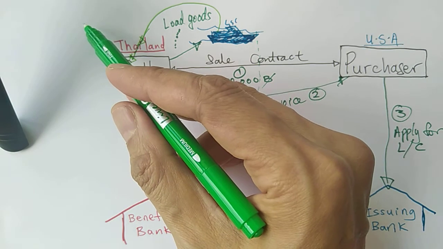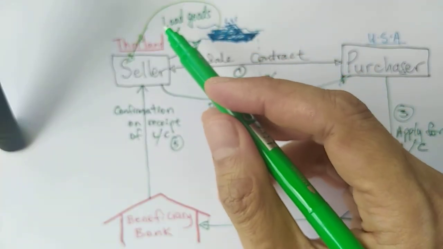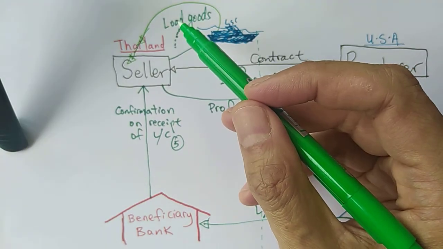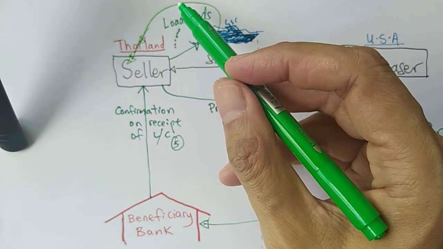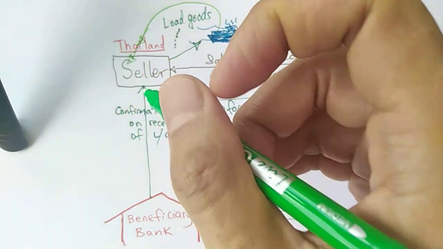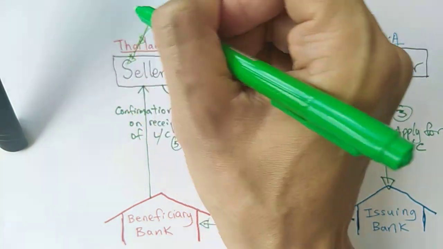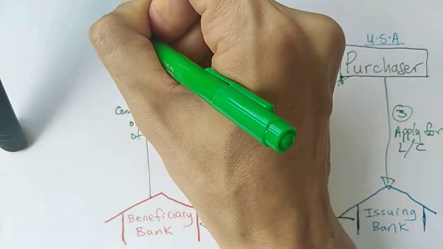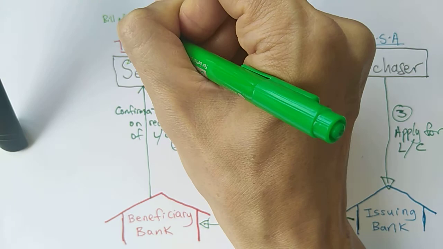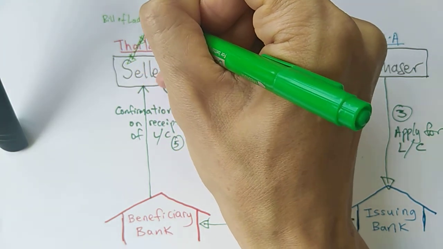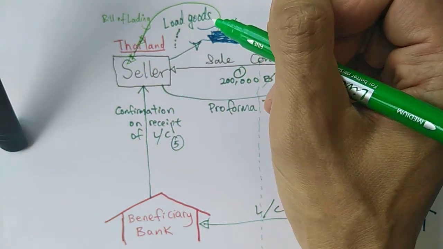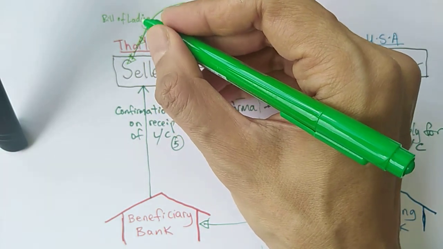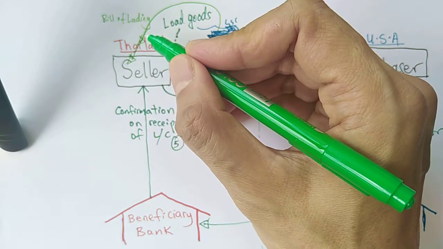Okay, I'll write it here since I don't have enough space here. The documents that the shipping company would issue to the seller is the most important one, the bill of lading. Bill of lading. What is the bill of lading?